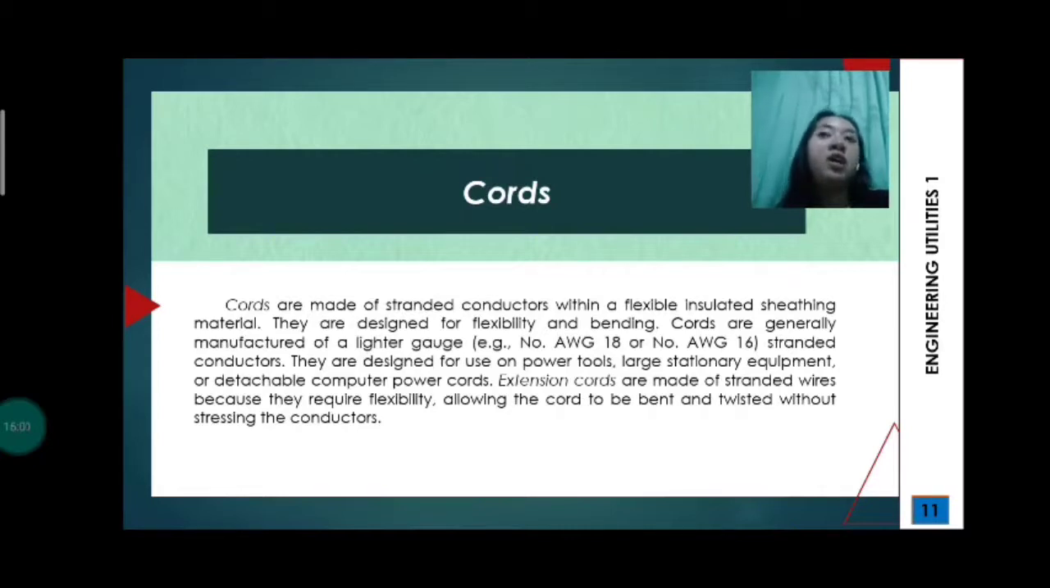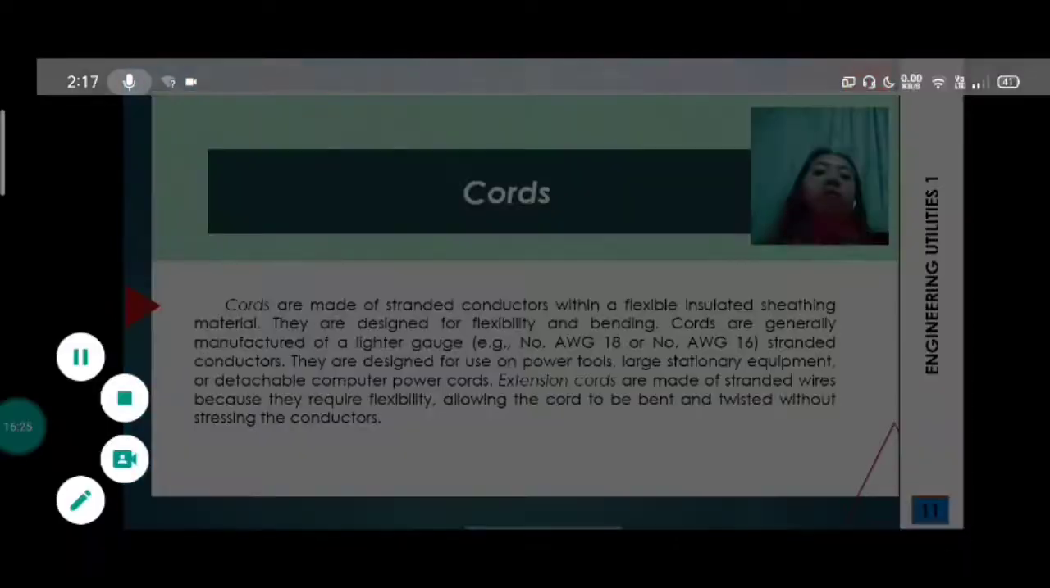So, yun nga, kailangan maging isang stranded wires ito dahil para maging flexible siya, para pwede natin itong i-bend or i-twist na hindi nasisira yung conductor sa loob ng wire or ng ating cord.